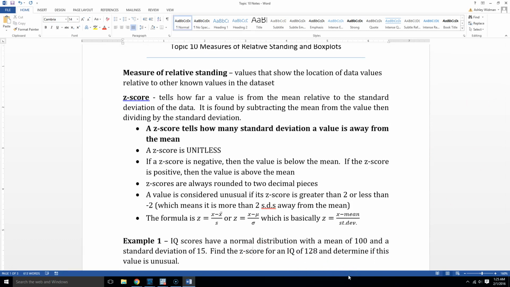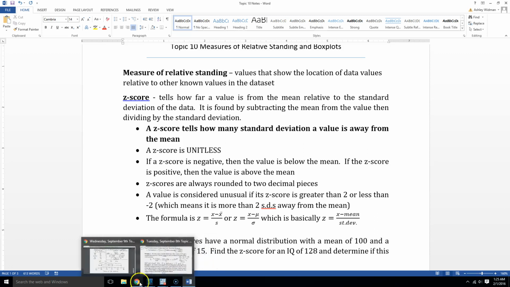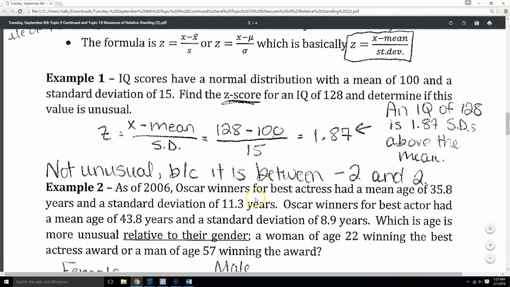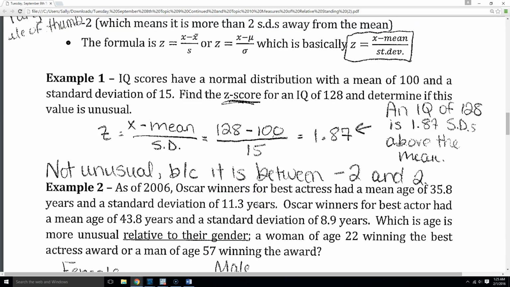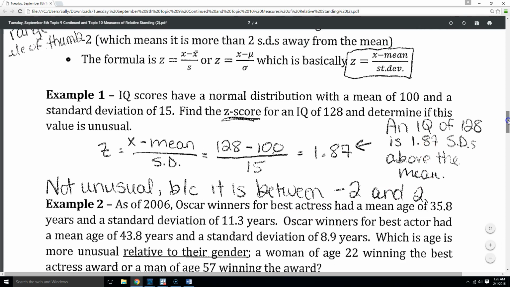So example 1, IQ scores have a normal distribution with a mean of 100 and a standard deviation of 15. Find the z-score for an IQ of 128 and determine if this value is unusual. So I actually like to show these calculations by hand because a lot of times they don't look the same typed out as they would if a person was writing them themselves.